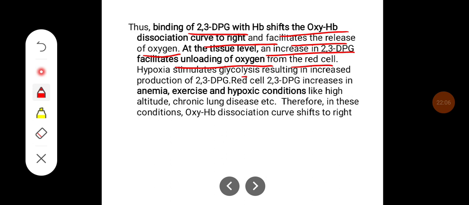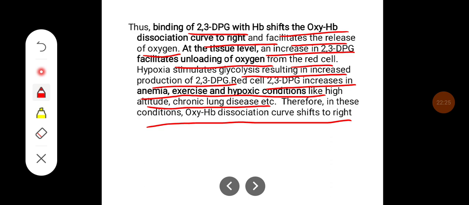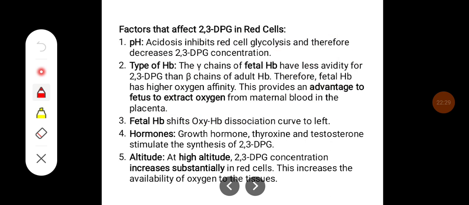Hypoxia stimulates glycolysis, resulting in increased production of 2,3-DPG. The red cell 2,3-DPG increases in anemia, exercise, and hypoxic conditions like high altitude and chronic lung diseases. Therefore, in these conditions, the oxygen dissociation curve shifts to the right side. Factors that affect 2,3-DPG levels in red cells. The pH acidosis inhibits the red cell glycolysis and therefore decreases the 2,3-DPG concentration.